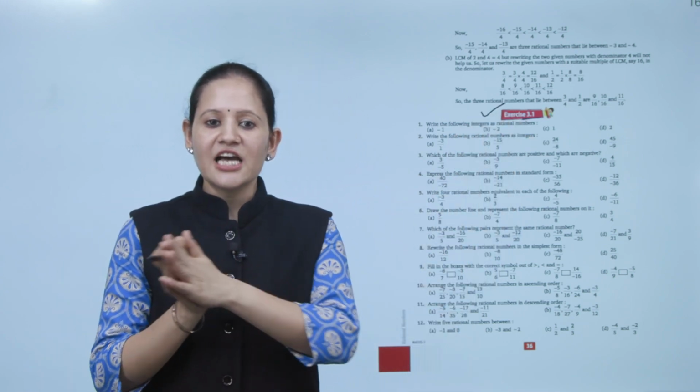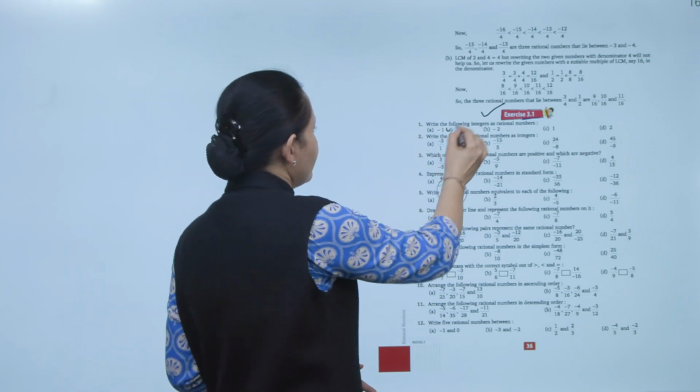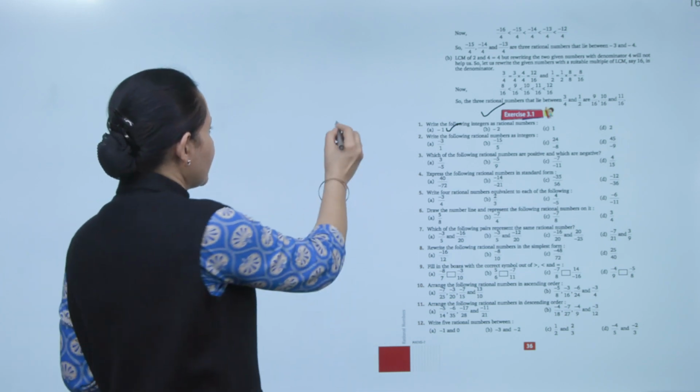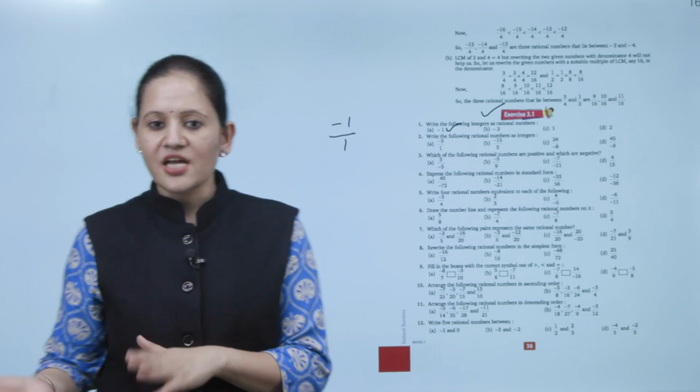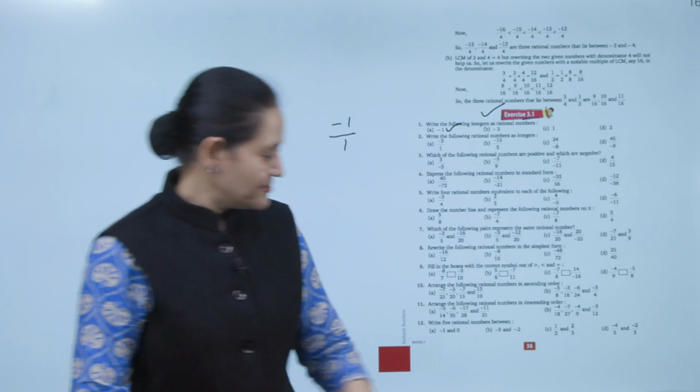Write the following integer as rational number. So, first is -1. We have to write it as a rational number. So, we can write -1/1. This is how we will convert it into a rational number. So, practice all the questions of this exercise.